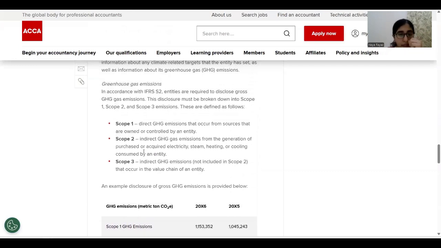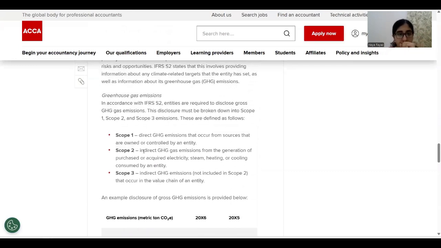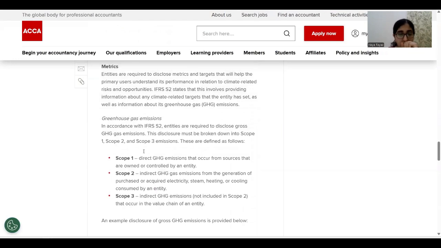Then, in accordance with IFRS, entities are required to disclose gross GHG emissions. So GHG is greenhouse gas emissions and all that. Now this is becoming more specific. And this is helpful information, guys. The more you know about greenhouse gas emissions and such specific topics, the easier it will be for you when you read the paper. If you don't read this technical article or if you don't watch this video, you're going to suffer, guys, because it is clearly mentioned that there will be testing in this topic.